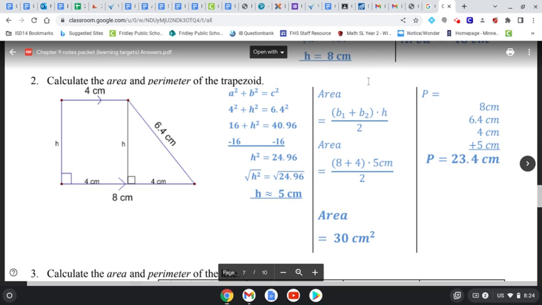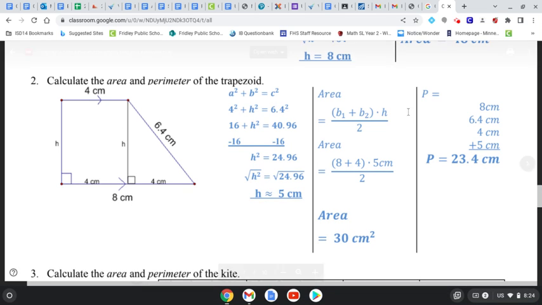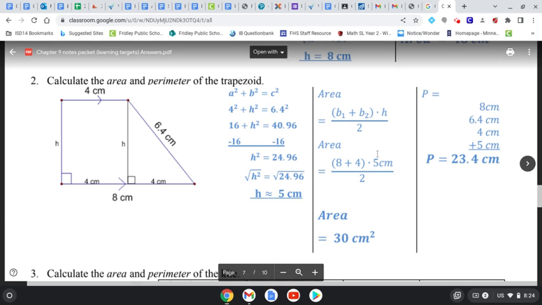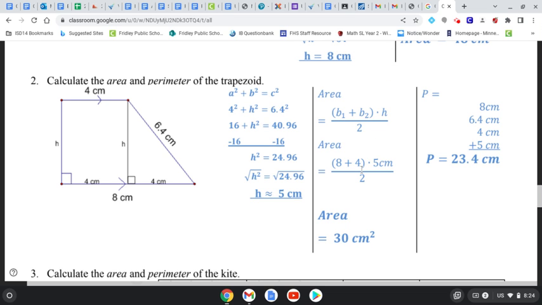Then we go ahead and plug that into our formula. We know base 1 is across here, 8. We know the other base is up here, 4. And the height of the trapezoid is what we just calculated, 5. And then we divide that by 2, since that's the area of our trapezoid formula. So 8 plus 4 is 12. 12 times 5 is 60. And 60 divided by 2 would be 30. So there we go, 30 centimeters squared.